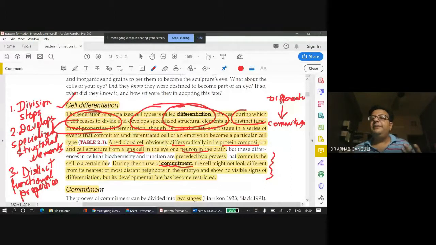So same, this cell may look like the neighboring cells, but it is already going in the process towards forming a nerve or a muscle or any other organ. So this is the difference between the pre-step of commitment and differentiation.